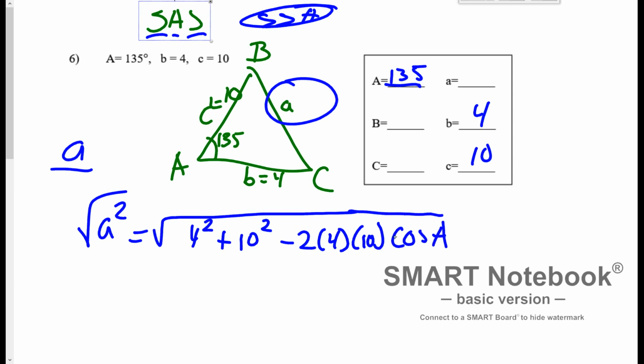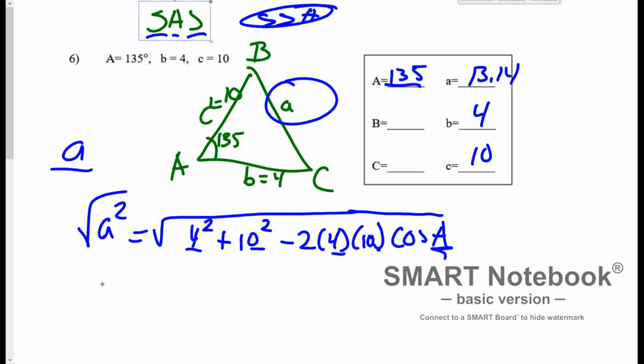Now this angle will change based on what side I'm trying to find. So if I'm trying to find side B, this would be B, this would be B, right? And then this would be C and A. All right, so I go ahead and calculate this, and I square root them, and I get 13.14. Now I can go ahead and do the law of sines.